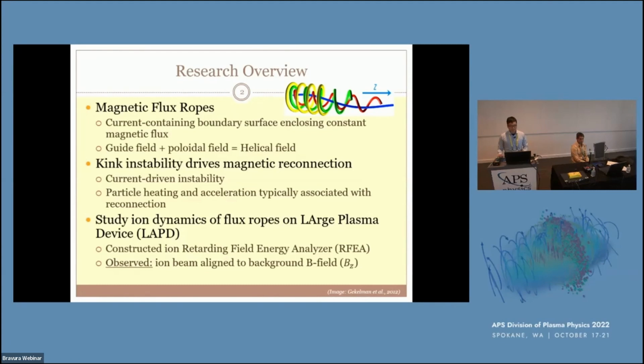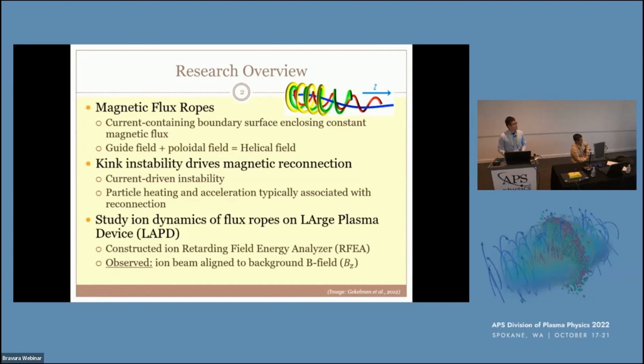So we know that the kink instability drives magnetic reconnection. This is a current-driven instability. We can increase the current through the flux ropes, and what happens is that the ropes become kink unstable. They start to writhe and twist. They may collide with each other, and in the process, magnetic reconnection occurs.